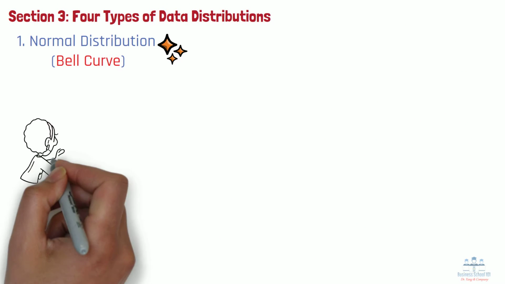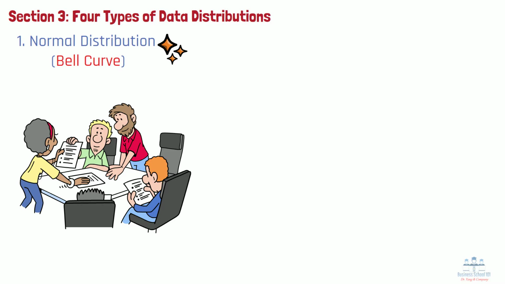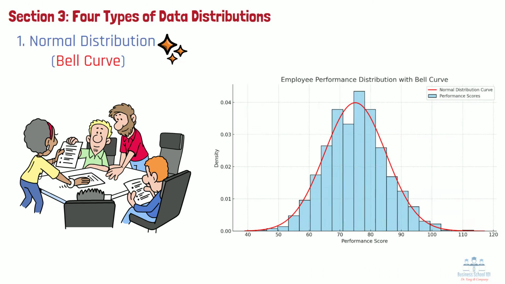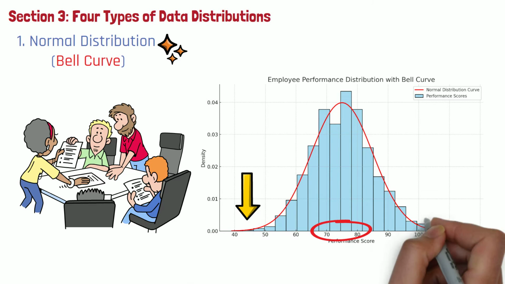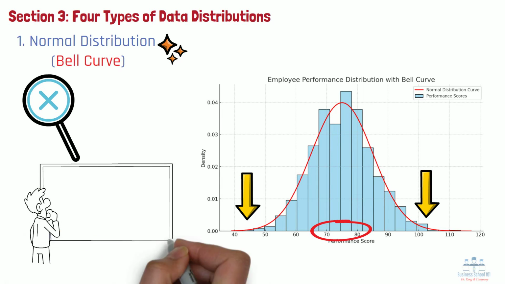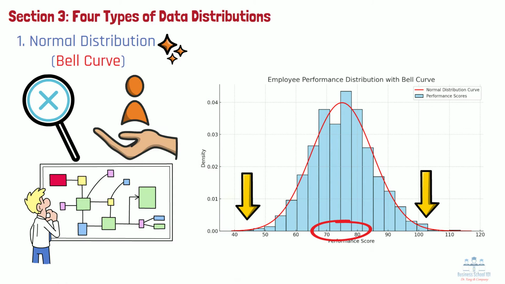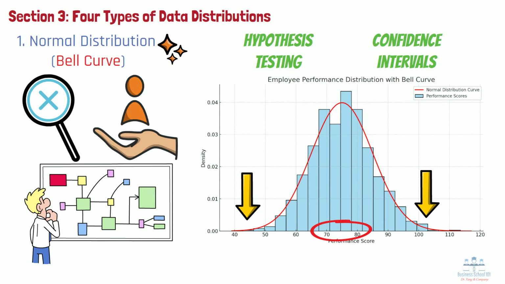For example, imagine a company tracking employee performance scores on a 100-point scale. If the performance data follows a normal distribution, most employees score near the middle, like 70 to 80 points, while fewer score extremely low or extremely high. This allows HR to identify outliers and focus on performance improvement plans or top talent retention. Many statistical methods, like hypothesis testing and confidence intervals, assume data is normally distributed. Recognizing a normal distribution allows you to apply these tools appropriately.